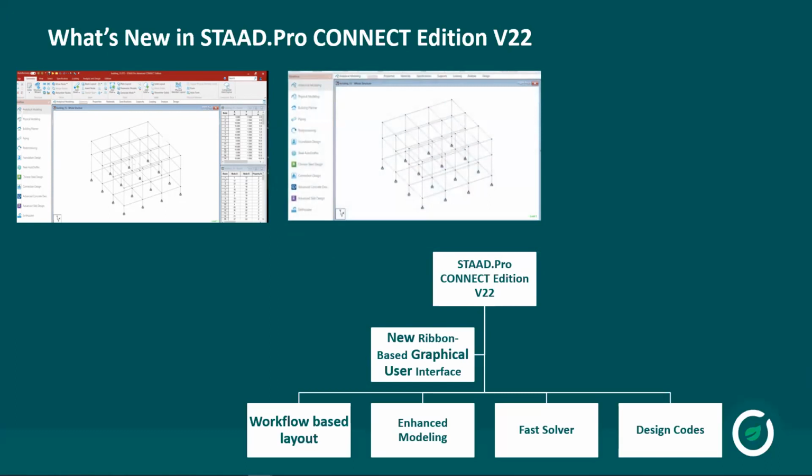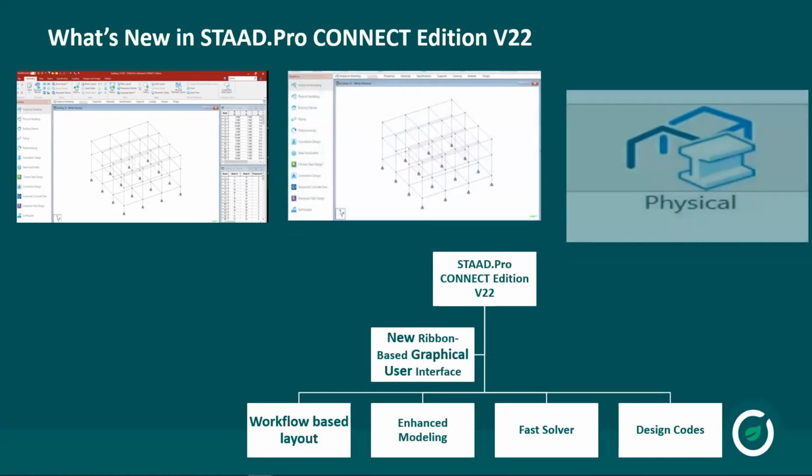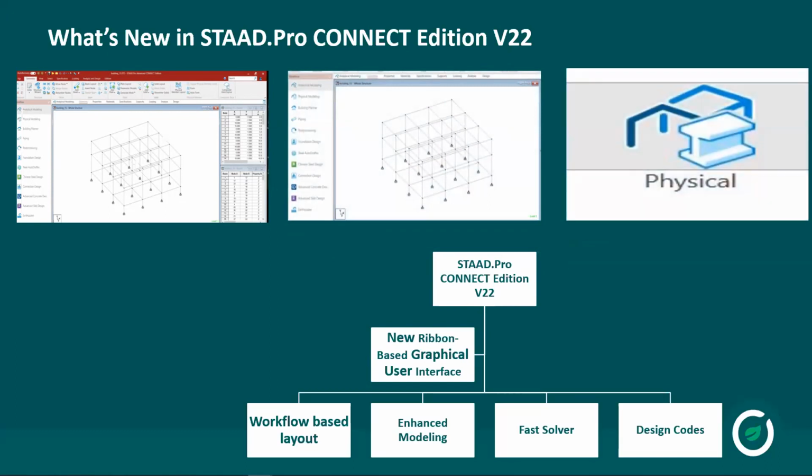Second is enhanced modeling. In this, a new and more powerful modeling method has been introduced, that is physical modeler. It consists of several advanced features. In the older version, only analytical modeling was available. In Connect Edition, physical modeler and building planner have been introduced. Analysis of structures is performed in an analytical modeler only. Like, what does it mean? I will explain it to you.